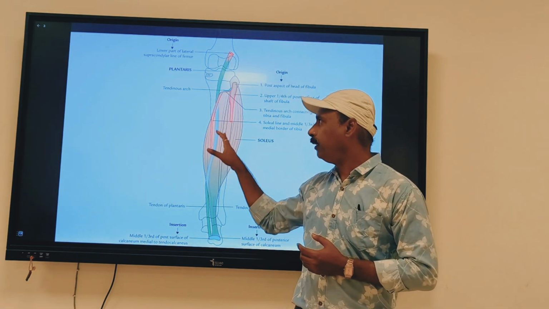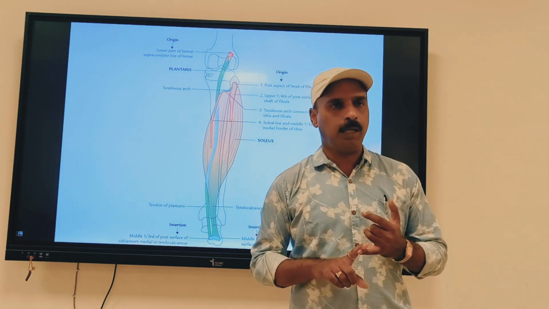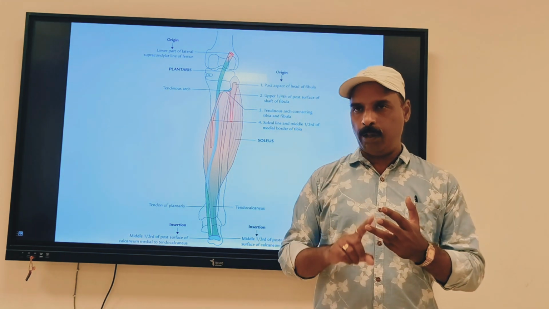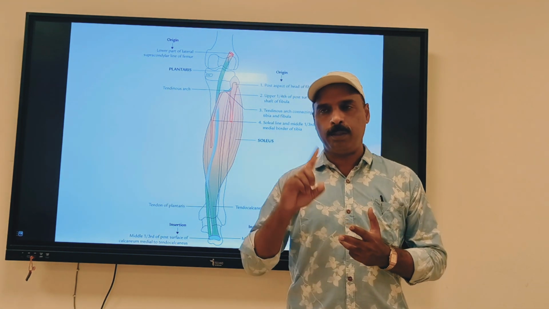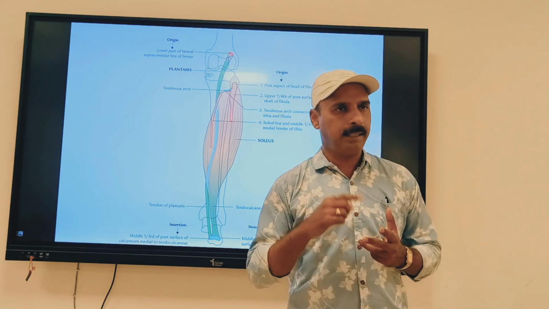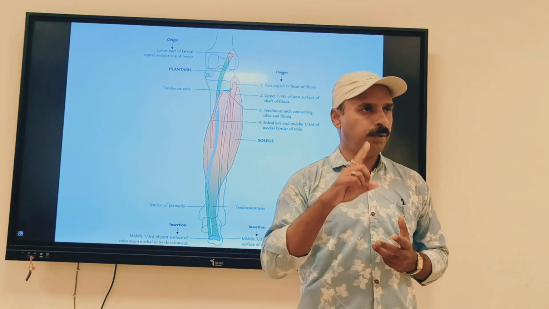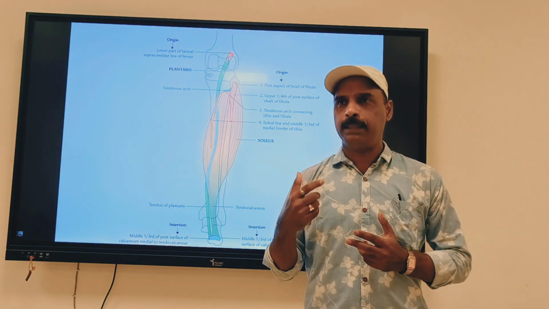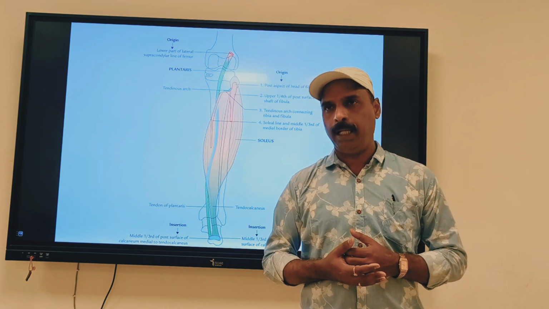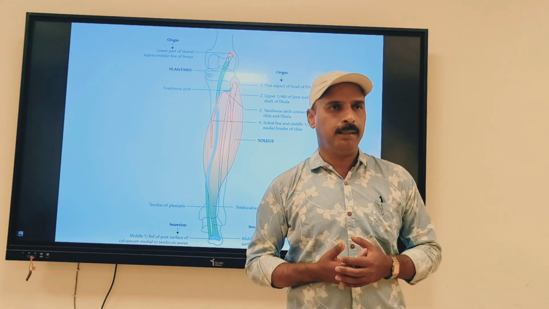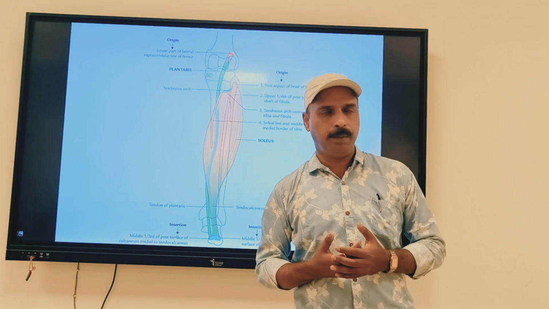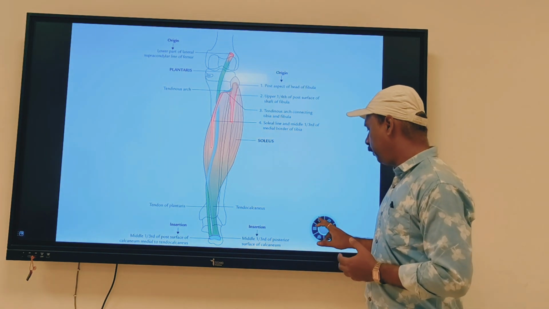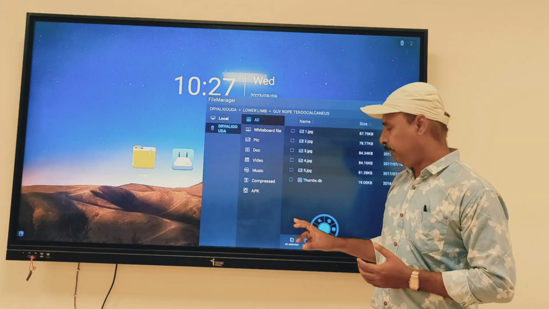So this is what you have to tell about the tendocalcaneus and Tendo Achilles, and why it is called that. You have to tell the origin and insertion of soleus and gastrocnemius. Then also explain why the plantaris is a vestigial muscle and what it is used for, that is tendoplasty. These are the things you have to remember from this lecture.